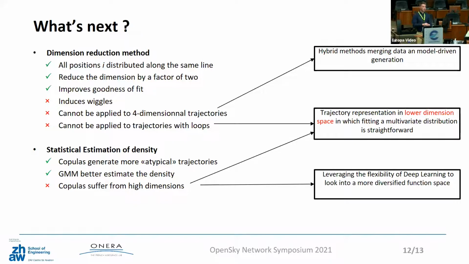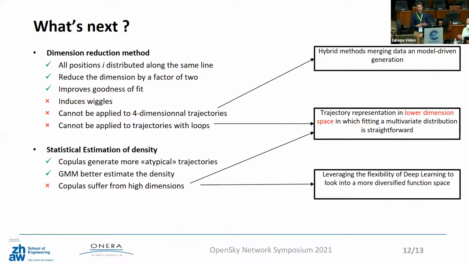For the trajectories with loops, that's just a drawback of our method. And if you want to overcome this, we actually have to think about a new way to represent trajectories that could actually include those loops. For the statistical estimation itself, we actually see that the copulas generate more atypical trajectories, which is a good point. But the Gaussian mixtures seem to slightly better estimate the density when we look at the E distance. And this is actually due to the fact that the copulas suffer a lot from the high dimensions. Here we used it on 30 features, but in real life, statisticians tend to use it on more like 10 features. So that's still a bit too big.